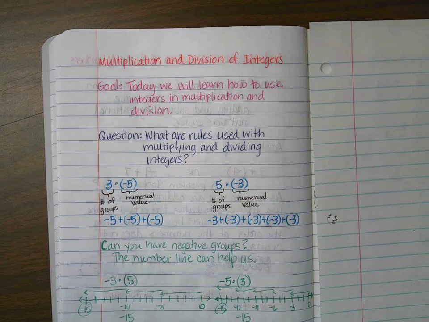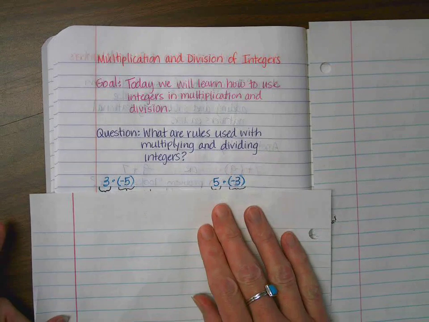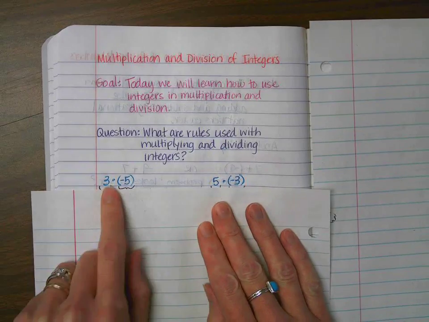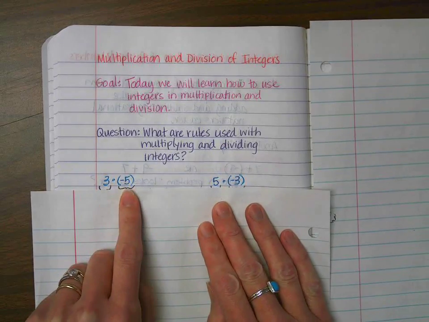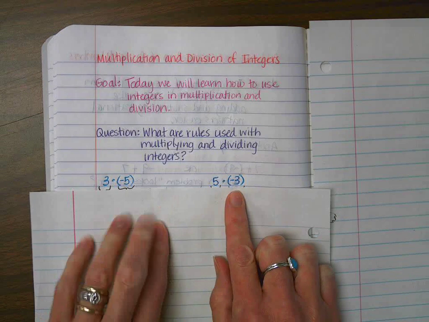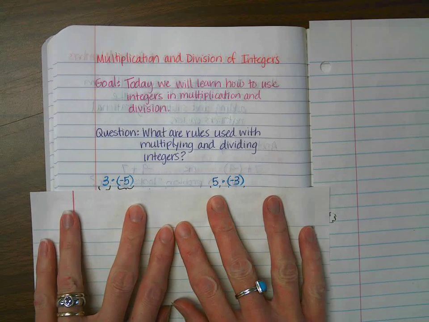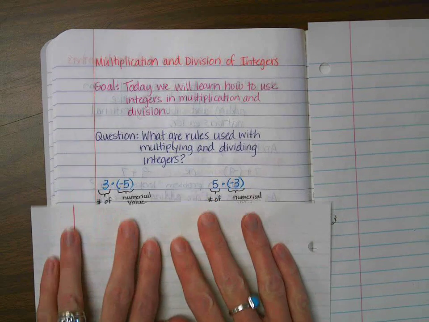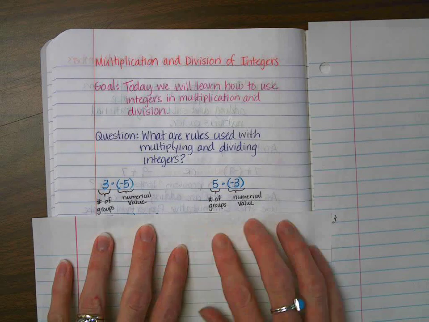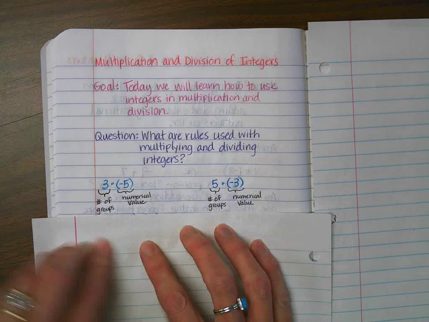So the first thing that I want you to look at for me is these two problems right here. First, you have 3 times a negative 5, and then you have 5 times a negative 3. And what I would like you to do is identify the factors of these two problems and label them. And this is how we're going to think of these types of problems when we're working with integers.